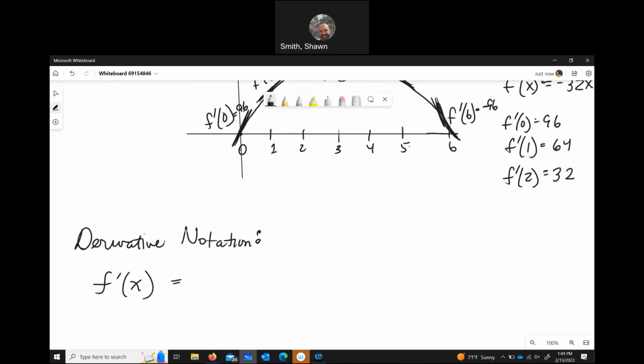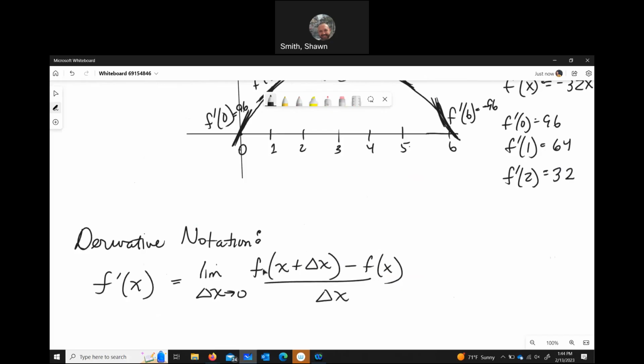Here's another one. The limit as the change in x, delta x, a delta triangle means change, approaches 0 of our function at x plus that change in x, so a little more than x, minus f of x, all over that change in x. Same exact thing we've done before. Slope is change in y over change in x. Same thing.